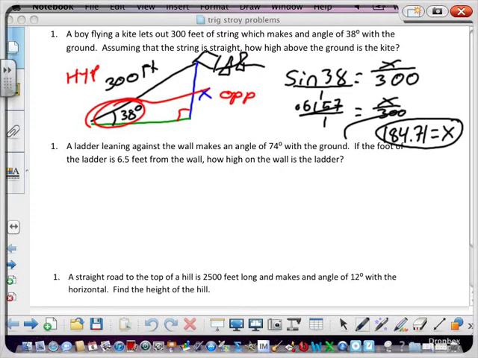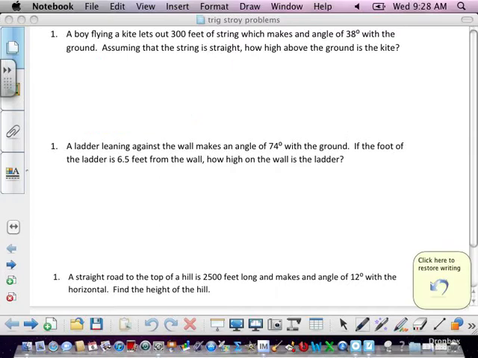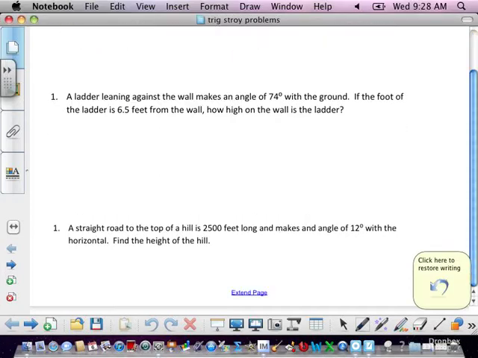Okay. Let's look at number 3. So unfortunately, this is going to disappear because I'm recording. And we're going to move down to number 3.